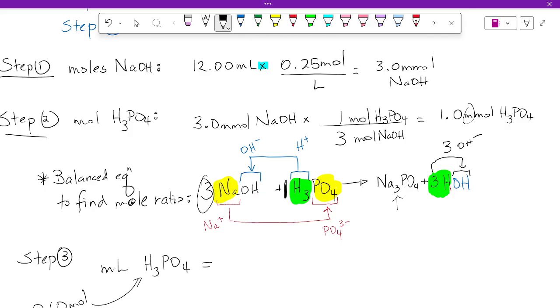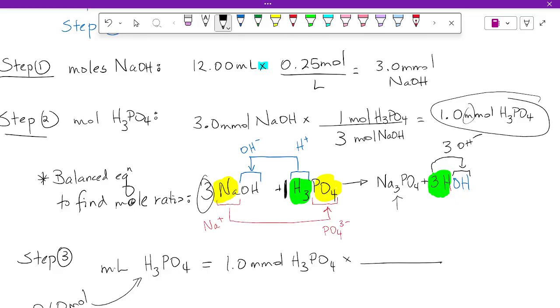So we are starting with 1 millimole of H3PO4. We want liters. So liters have to go on the top. We want to cancel moles. So moles have to go on the bottom. And we actually want to keep the milli, right? So we don't want that to go anywhere. So that can just stay there.